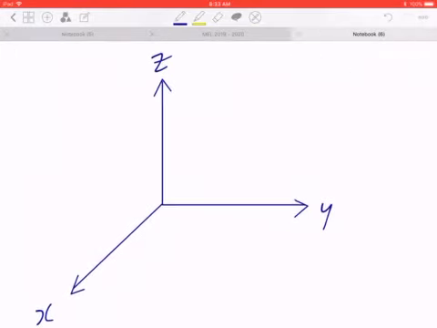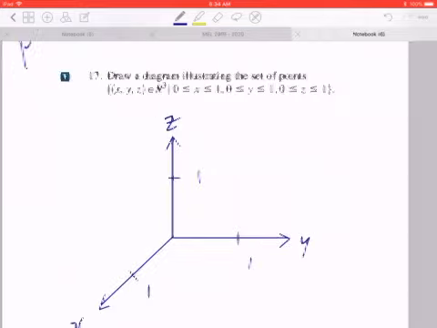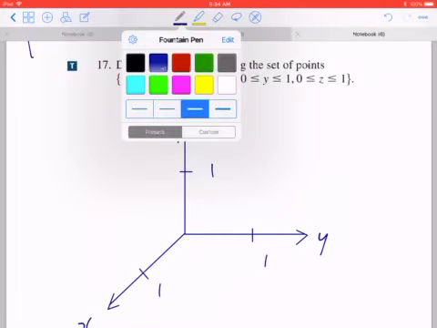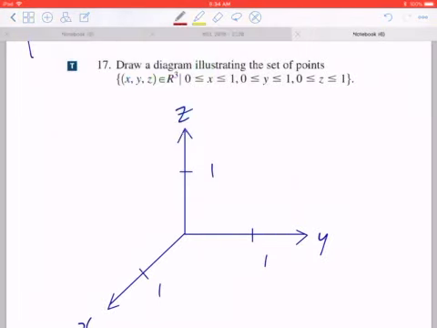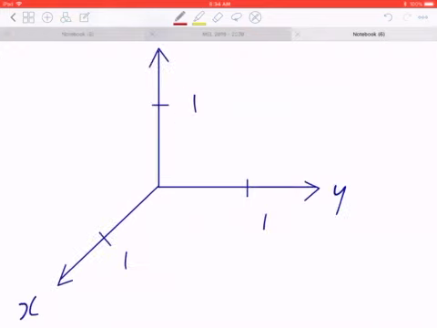So on the x, y, z axis, we're going to set up a scale up to 1. Here's the first step. If you look at the statement, x is in between 0 and 1 inclusive, that means I can start at 0, 0, 0, and I move towards 1, 0, 0. So I draw this line.